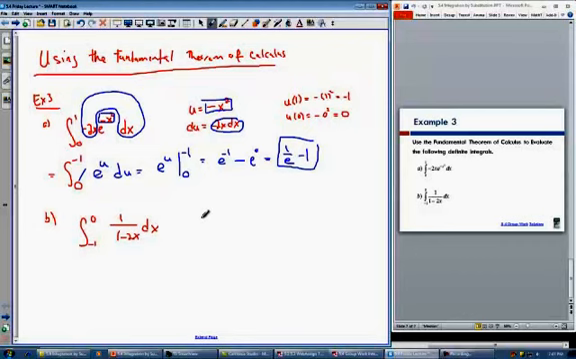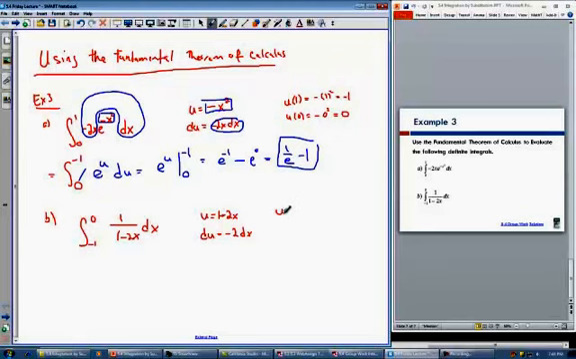And so I'm going to let u be equal to 1 minus 2x. Then du is going to equal a -2 dx. Right, remember the derivative of a constant is 0, and then the derivative of -2x is just minus 2, and I put the dx on the end.